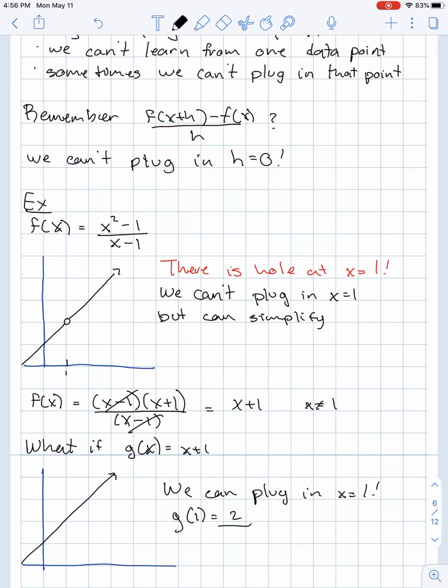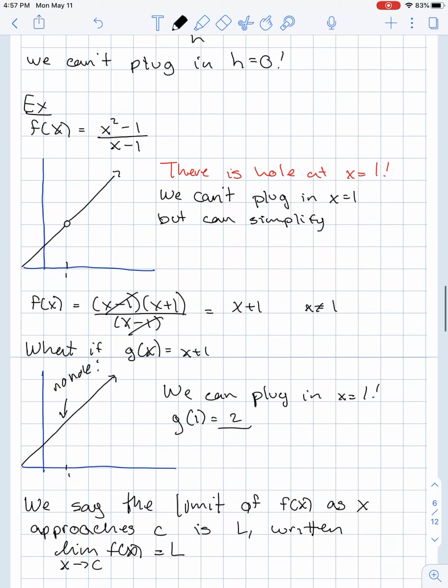I can compare it to this other function, g of x, which just equals x plus 1. It's the same exact graph, but now I don't have a hole at x equals 1. Now I can plug in x equals 1, and I actually get 2 back out. So even though at 1, f of x doesn't exist, as I approach 1, my function is approaching 2. As x approaches 1, f of x is approaching 2.